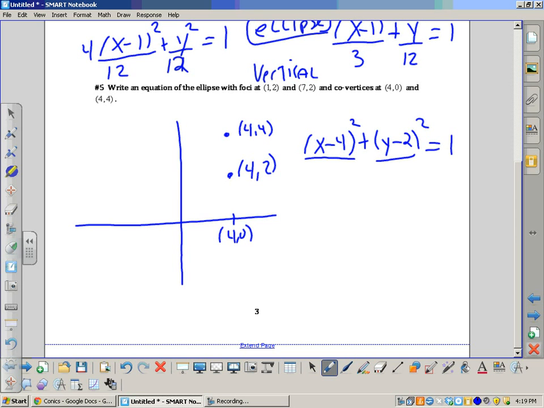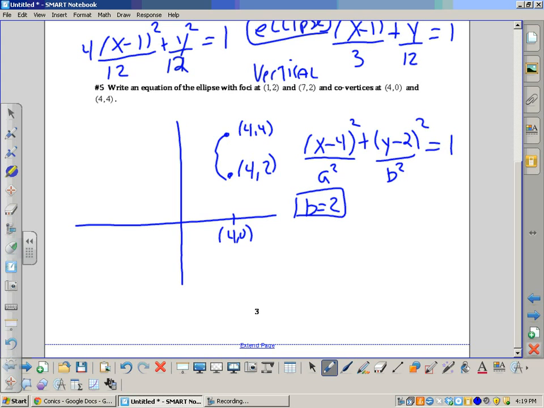Okay, so now we have to deal with the a and the b. Since we know this is a horizontal ellipse, the denominator here is a squared, and the denominator in the second part is b squared. We can find the length of b. So b is going to be 2. b equals 2. We could immediately plug b into the equation and make b squared into a 4. But now we need to find a squared.